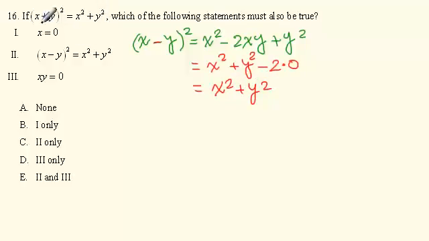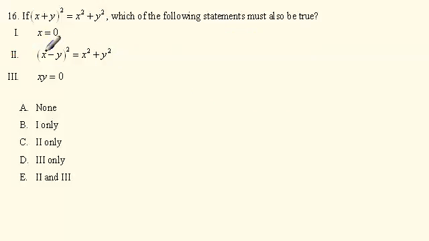So if (x plus y) quantity square is equal to x square plus y square, it means that (x minus y) quantity square must also be equal to x square plus y square. So this is also true. So that is also a true statement. Now I'm going to find the first statement.